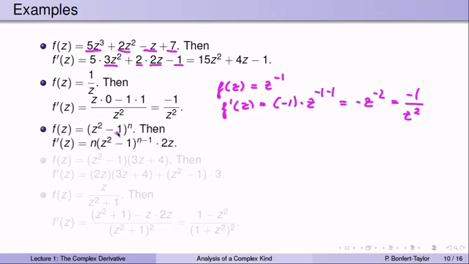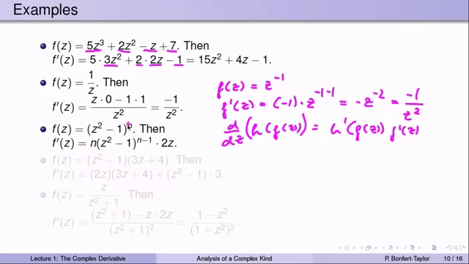Let's look at f of z equals z squared minus 1 to the nth power. So here we have an inside function and another function on the outside to the power n. We can use the chain rule, the rule that said that the derivative of h of f of z is h prime of f of z times f prime of z.